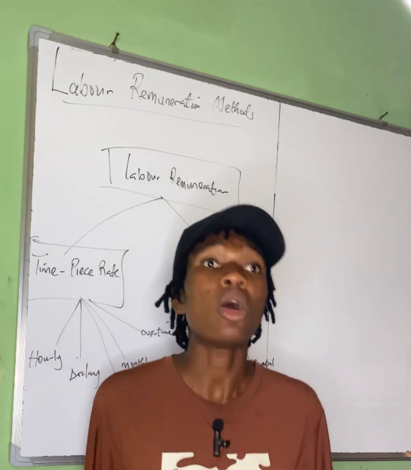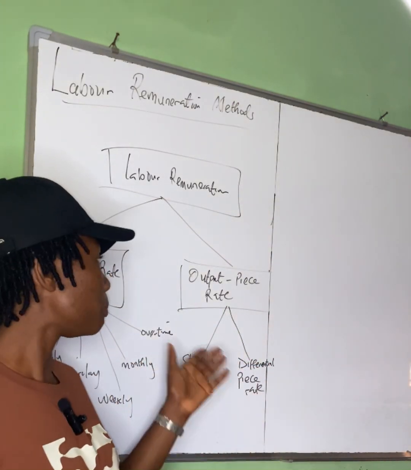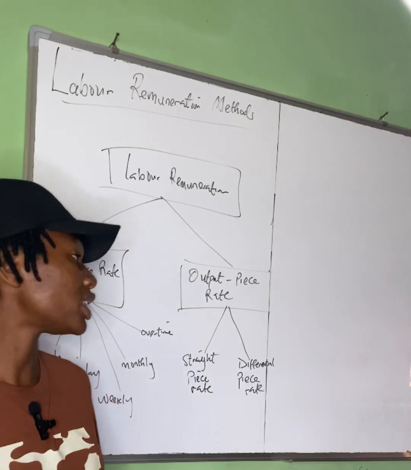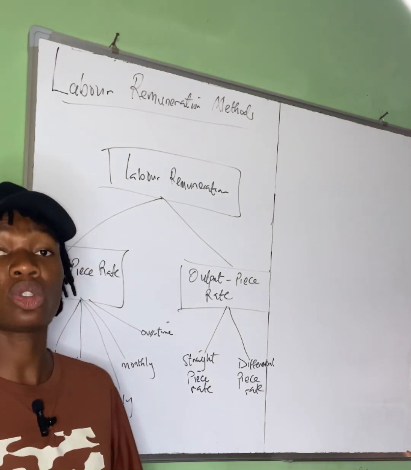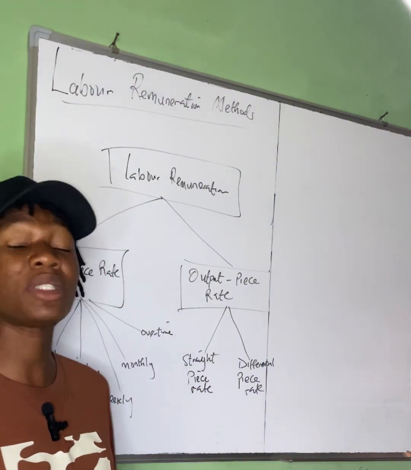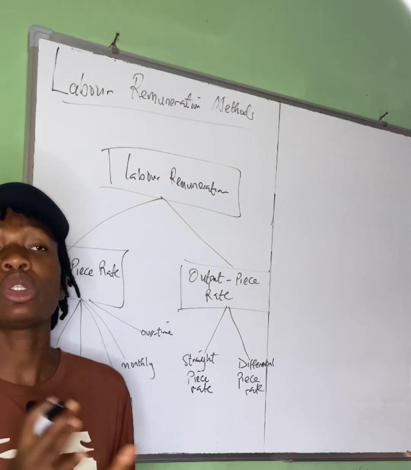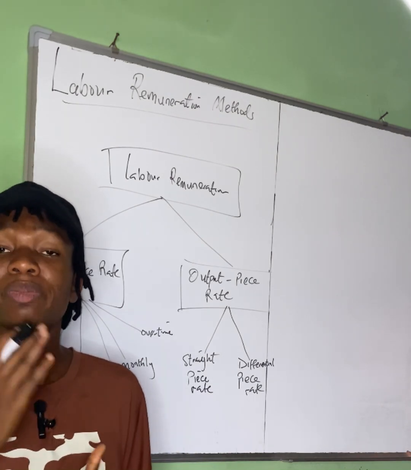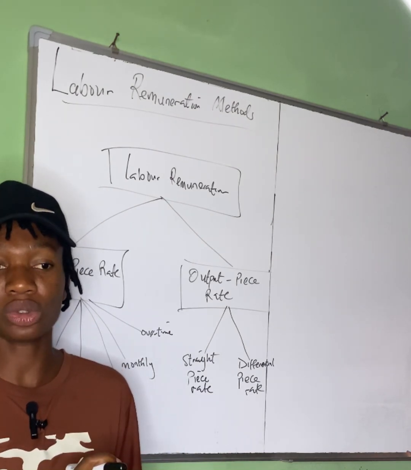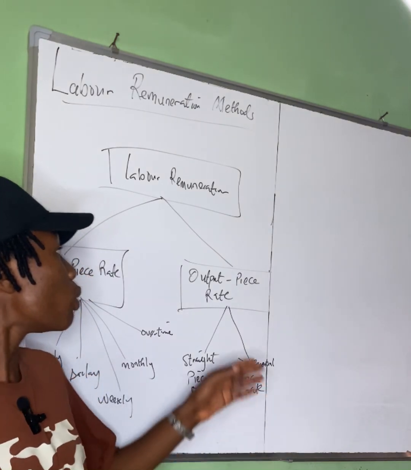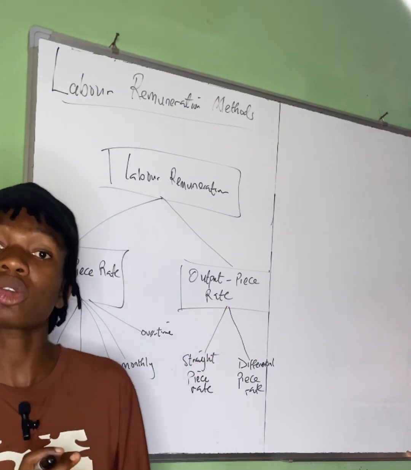Now let us see under the output basis, or the output piece rate, we have two further methods. We have the straight piece rate. When we have the straight piece rate, we are saying that the same amount is paid for every unit that was produced. Like I said, we're going to be focused on calculating for output piece rate.